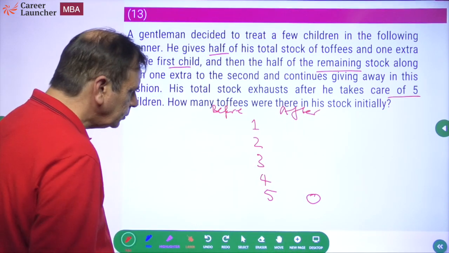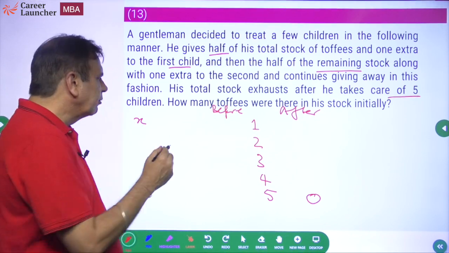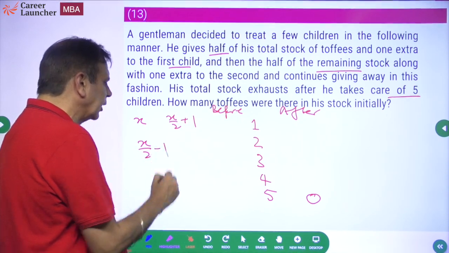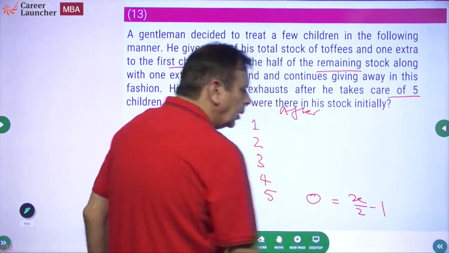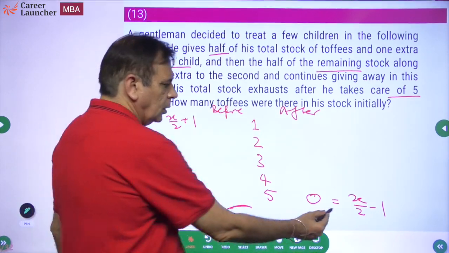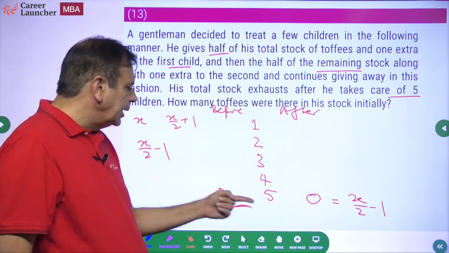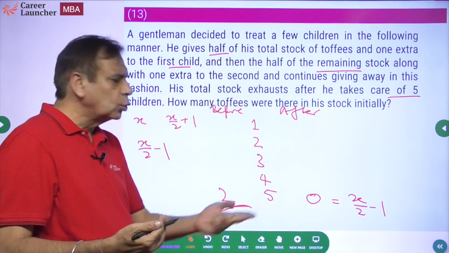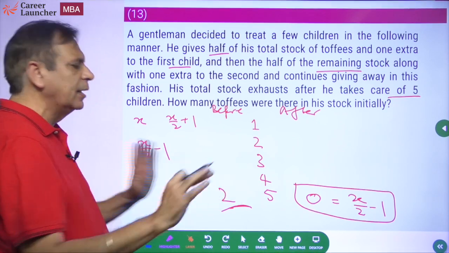Okay. Now, if he has initially x toffees, he gives away x by 2 plus 1. What he's left with is x by 2 minus 1. ठीक है ना? So can I say this should be equal to x by 2 minus 1? Right? So यानी पहले कितनी थी इसके पास? Okay, it will be 2. Before the 5th child, he had 2 toffees. He gave away half of that, 1, and 1 extra, 2, and then he was left with 0. Is this clear or not is the critical thing. If this is clear, everything is clear then.